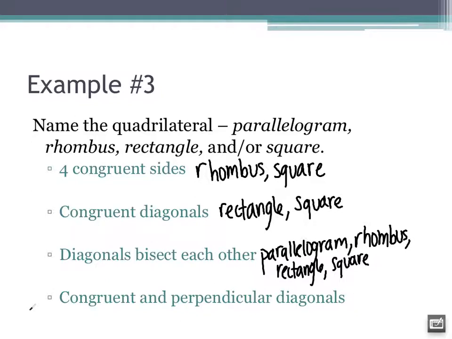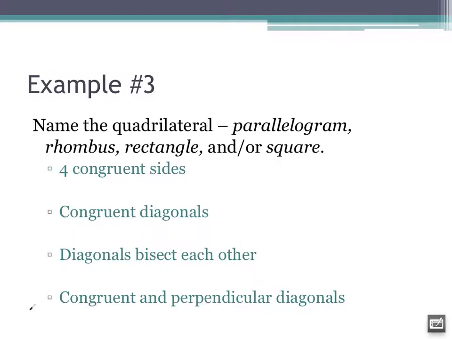Are the diagonals congruent in a square? Yes, because that's a property of a rectangle. Are they perpendicular? Yes, that's a property of a rhombus. So this last property is only for squares. Squares have congruent and perpendicular diagonals. I know that was tricky, but hopefully that one went okay for us.